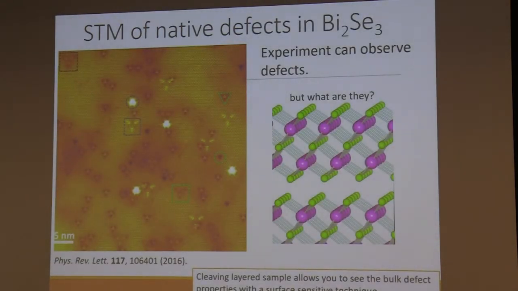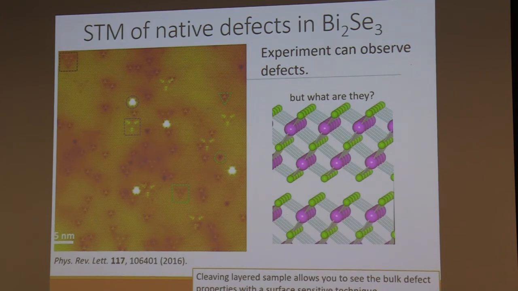And think about a layered material. This is an example of a layered material. This is bismuth selenide, which is a topological insulator. These come in a strongly bound quintuple layer. So we have five atoms, five monolayers, which are tightly bound, but then you have really weak binding between layers. For materials like this, it's quite interesting because you can bring to bear STM to get a look at what the bulk defects are.